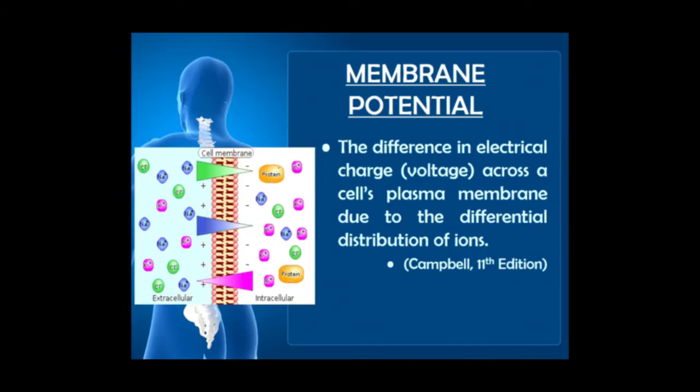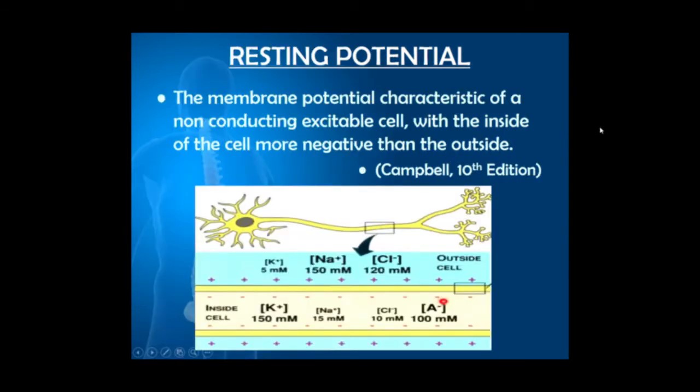According to Campbell, the membrane potential is the difference in electrical charge across a cell's plasma membrane due to the differential distribution of ions. The resting potential is the membrane potential characteristic of a non-conducting excitable cell, with the inside of the cell more negative than the outside.